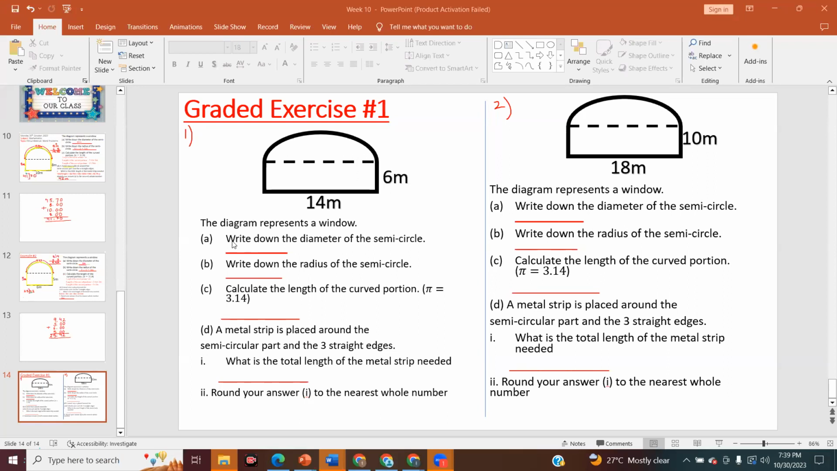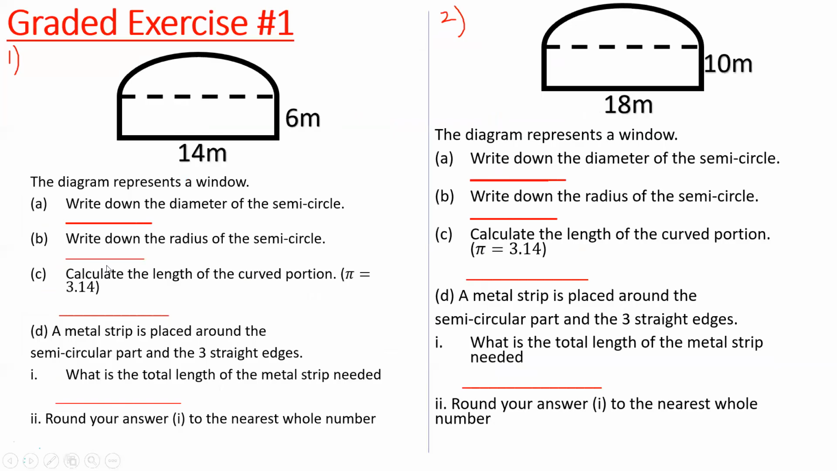Okay, so let's do the step by step. For number 1A, what do y'all have? What is the diameter of the semicircle? I have 14. 14 meters, very good. How many persons have 14 meters? If you have 14 meters, you are correct.